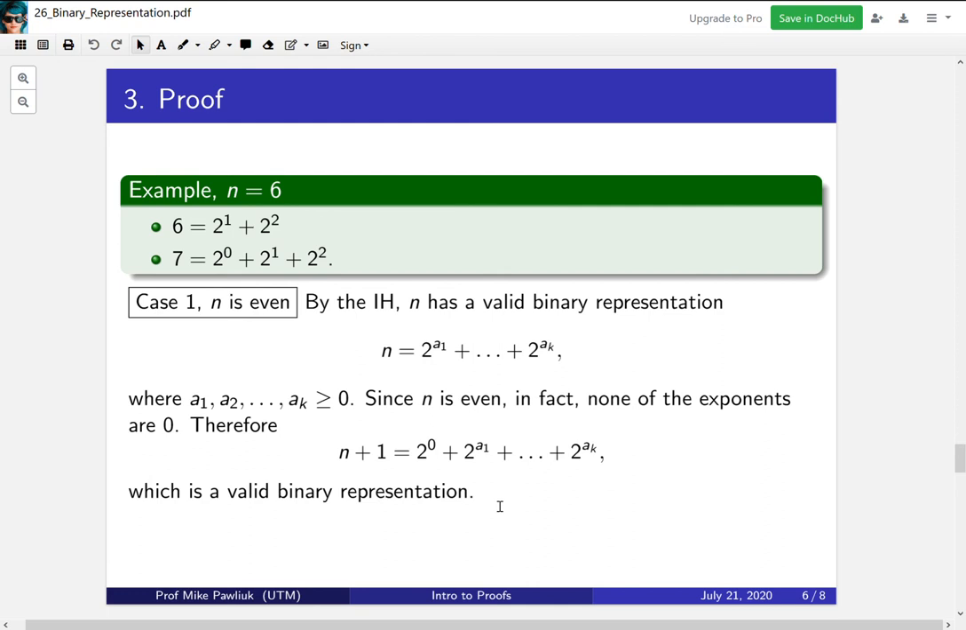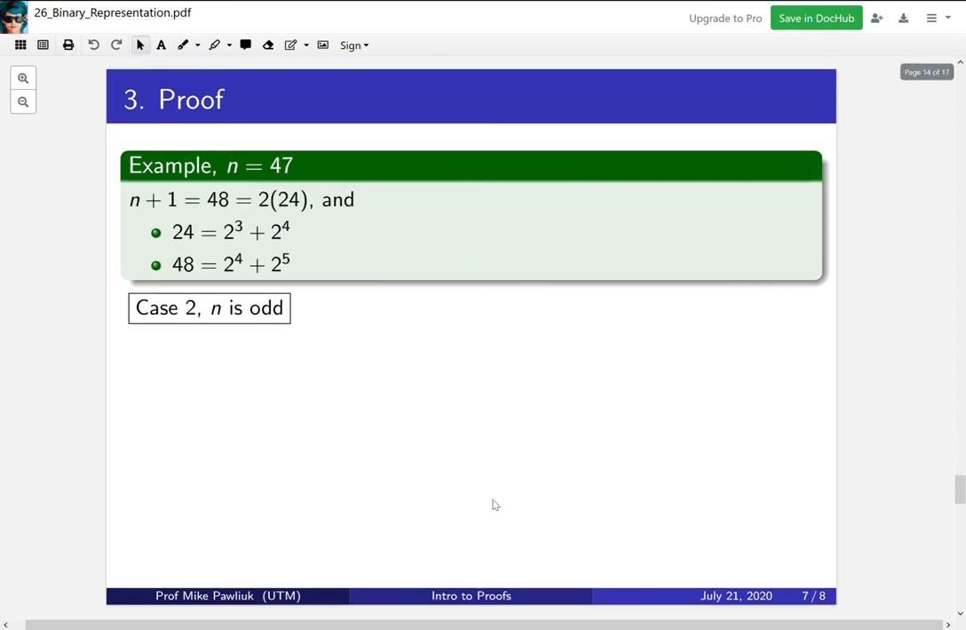All right, now let's look at the case where n is odd. In this case, here's an example. Let's say we're at n equals 47. We know all of the representations from n equals 1 up to n equals 47. Now to get the next one, what's the representation for 48? 48 is 2 times 24. And if we know the representation for 24, we can multiply the whole thing by 2, increase both powers, and get the representation we want. So this is the idea that we're about to use.